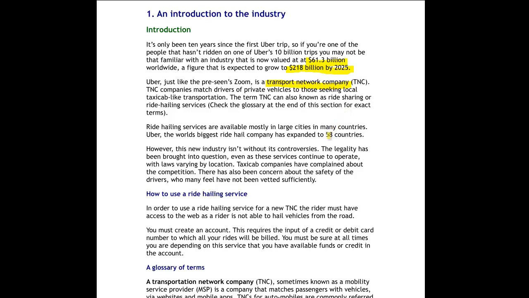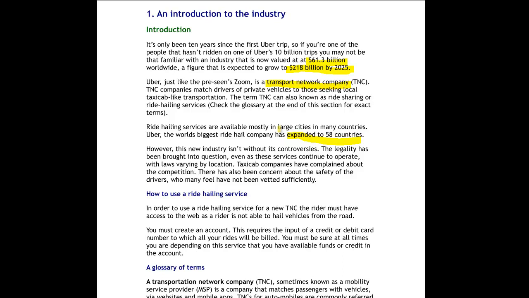There are slight differences which we'll come to in a second, but ride hailing services are available in most large cities now in most countries around the world. Uber is in about 58 countries at the moment. But as I'm sure you're aware, because Uber are often in the news, there's been lots of controversies about this new tech because it's really impacted on existing transport companies.